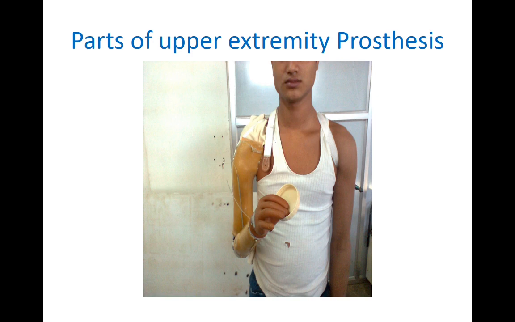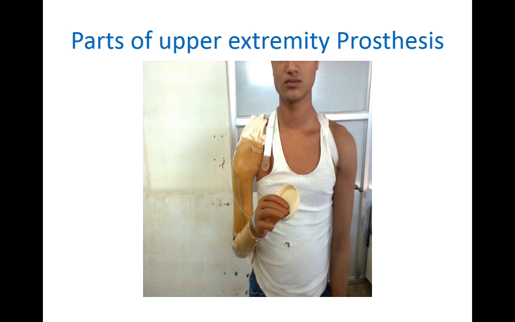Okay, then there's another cable running posteriorly that's for controlling the terminal device. Now what we have in this above elbow prosthesis is a socket unit, then an elbow joint unit, then a forearm shell, then the wrist unit and the hand. These are the different components of the prosthesis in case of an above elbow amputation.